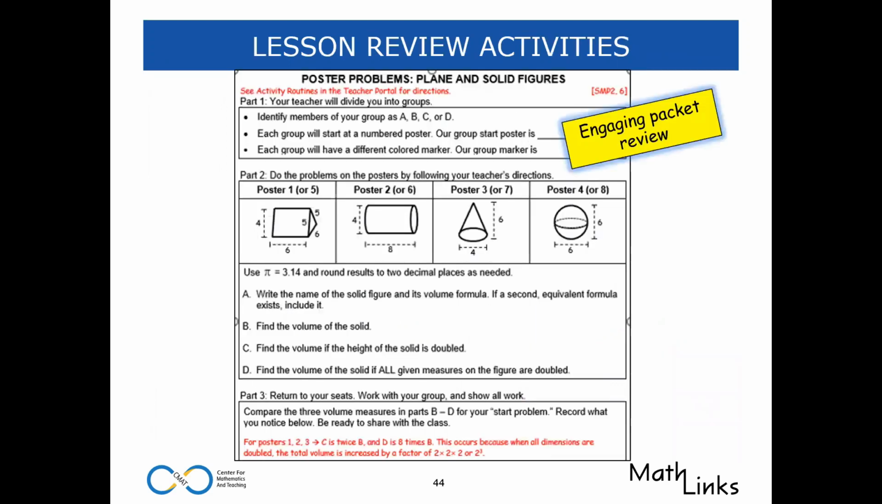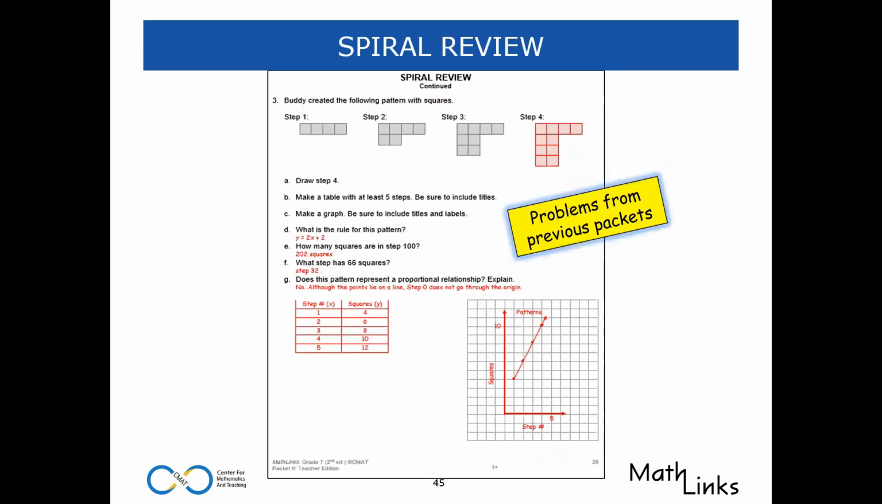The review section has 3 pages of review activities, many of which are best done with partners. The example shown here is a poster problem. Students work on a variety of related problems as they travel from poster to poster with their group. One of these is in every packet because they have been so popular with our teachers and students over the years. Every packet has a few spiral review pages, so students strategically revisit important topics from previous packets throughout the year.